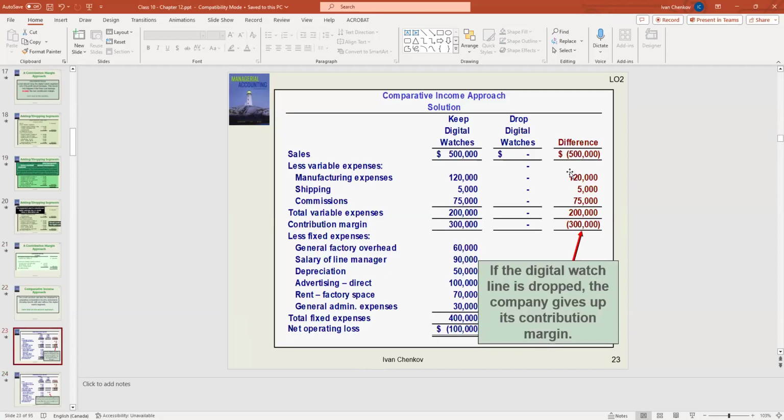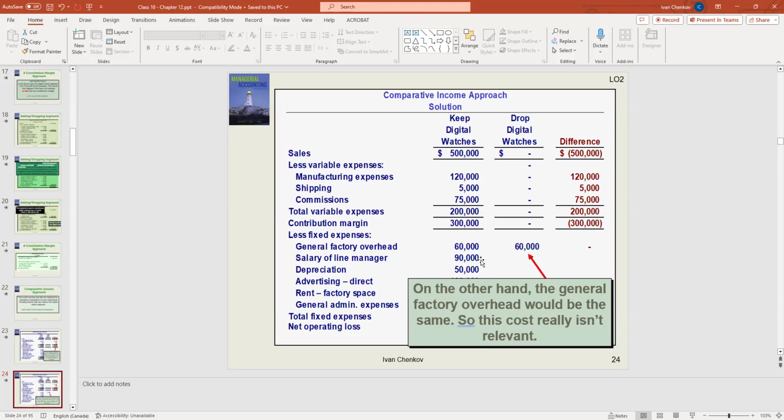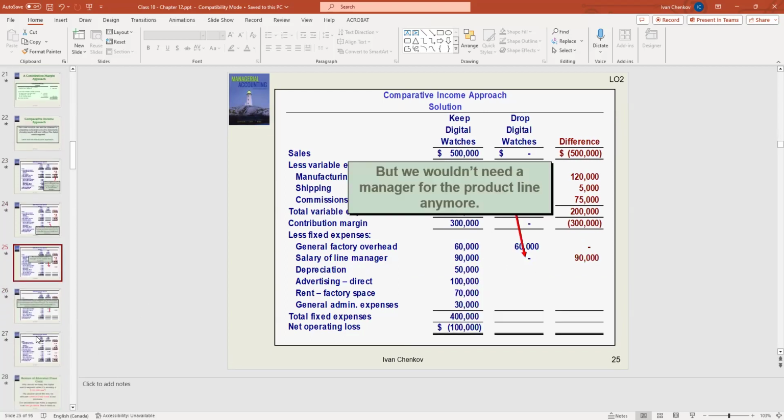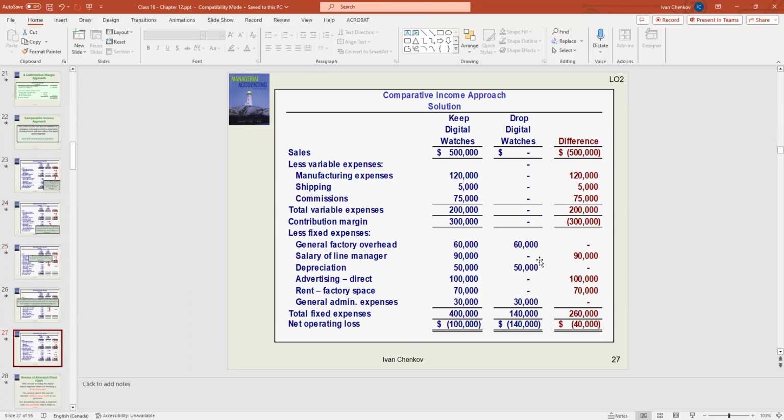The other way we could look at it is, drop the entire division, keep the costs that you cannot avoid, eliminate all the avoidable costs, and if we drop it, we're going to lose $40,000 more. So our net loss, instead of 100,000, is going to be a 140,000 loss.